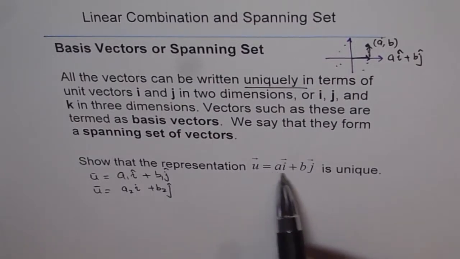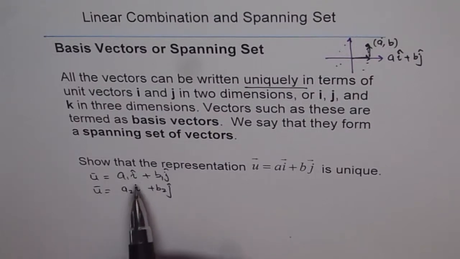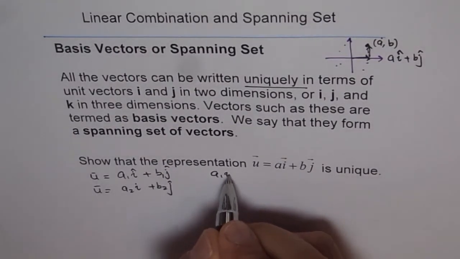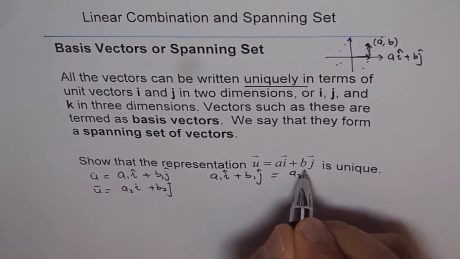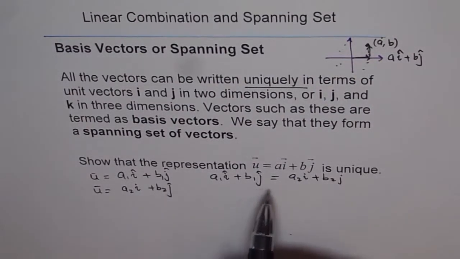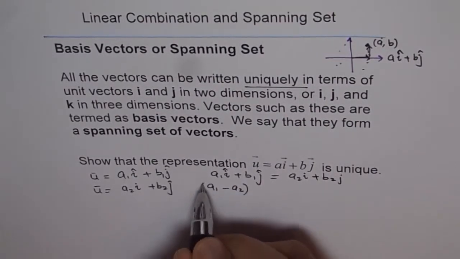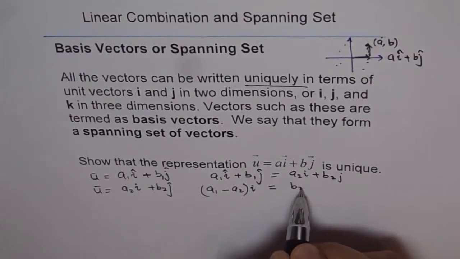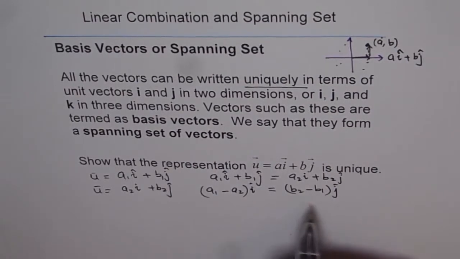Since we say it is not unique, let us assume that there are more than one set of values for a and b. So let us assume these are the 2 sets of values. So we are providing a very general solution. But since both represent the vector u, they should be equal. And therefore we can write a1i plus b1j equals a2i plus b2j. Let's reorganize it. If we rearrange it, we get (a1 minus a2)i equals (b2 minus b1)j, correct? Where i and j are unit vectors.